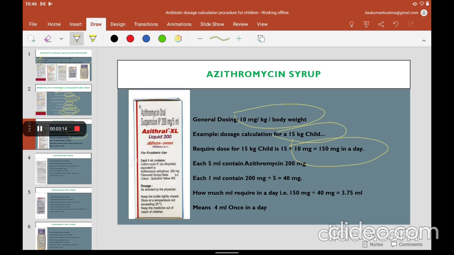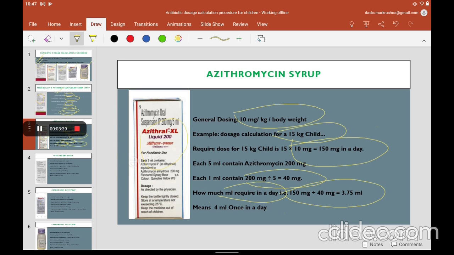Look at the wrapper here. Each 5 ml contains azithromycin 200 mg. Means 1 ml contains 200 divided by 5, equal to 40 mg. Then how much ml is required in a day? That is 150 mg divided by 40 mg equal to 3.75 ml. Means 4 ml once in a day.